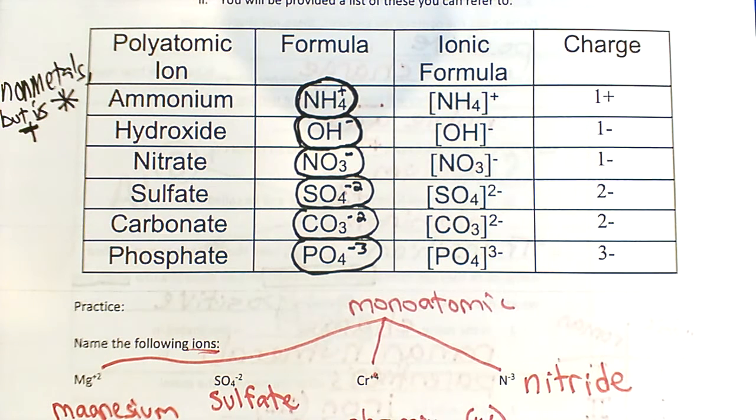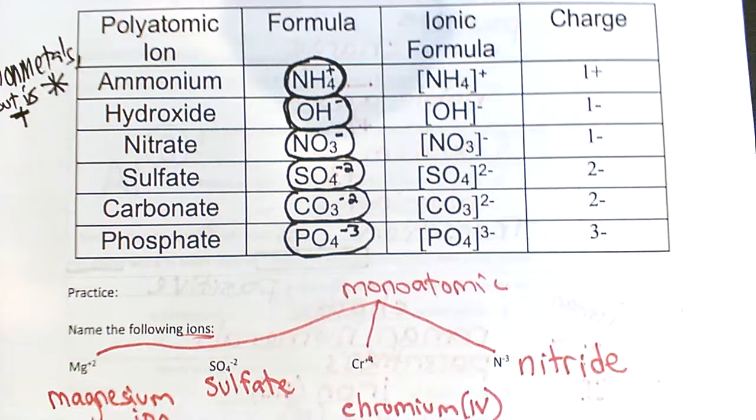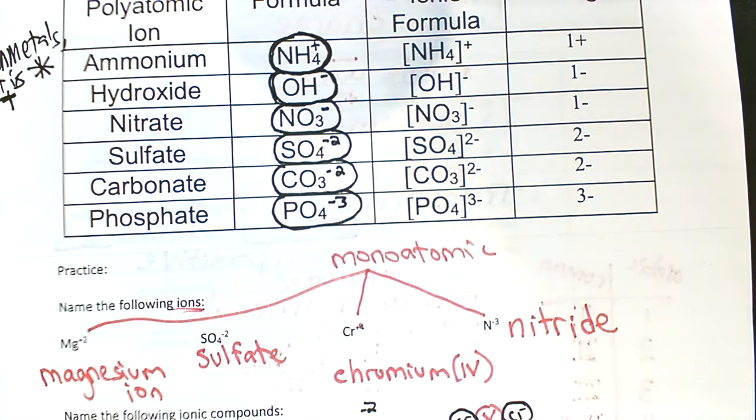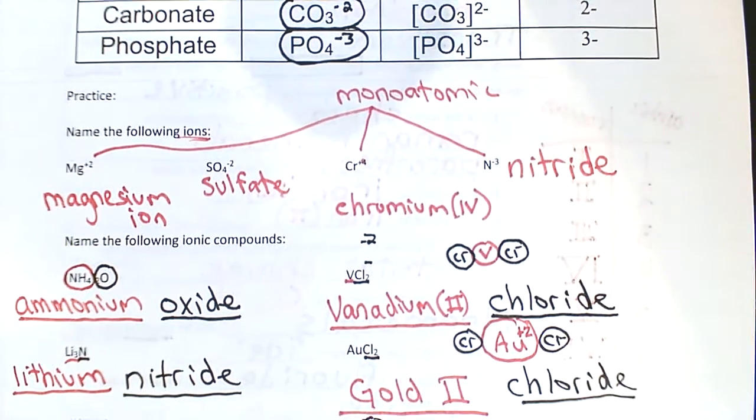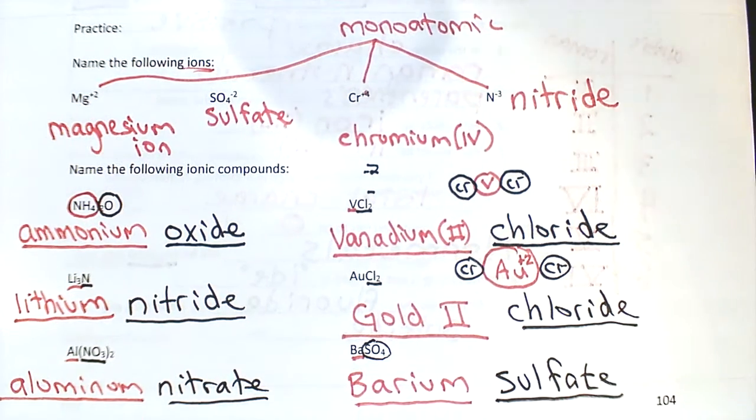Hey guys, I'm going to start this video with a quick review of the stuff we had in the last one about naming ionic compounds, because I've graded a few worksheets and it feels like maybe we don't understand. So remember, the rules are just name the positive ion, name the negative ion, but we have a few rules when it comes to naming ions.